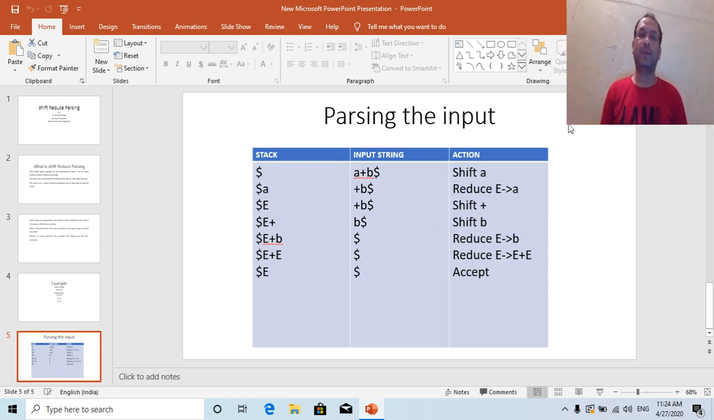So for parsing this string, we will take a parsing table which contains three columns: stack, input string, and action. In stack, we place a dollar symbol at the beginning of the stack, and in input string we will place a dollar symbol at the end of the string.